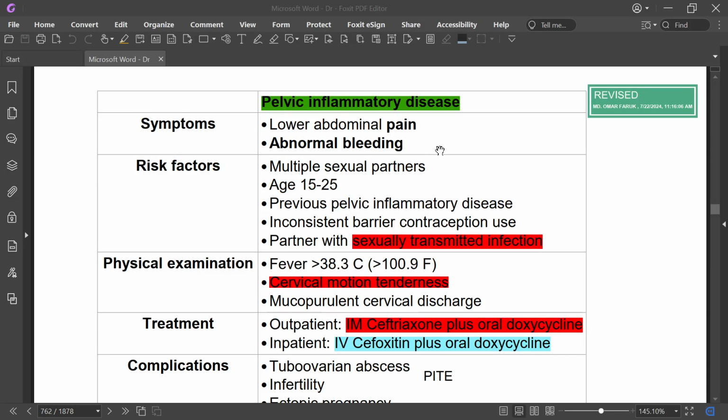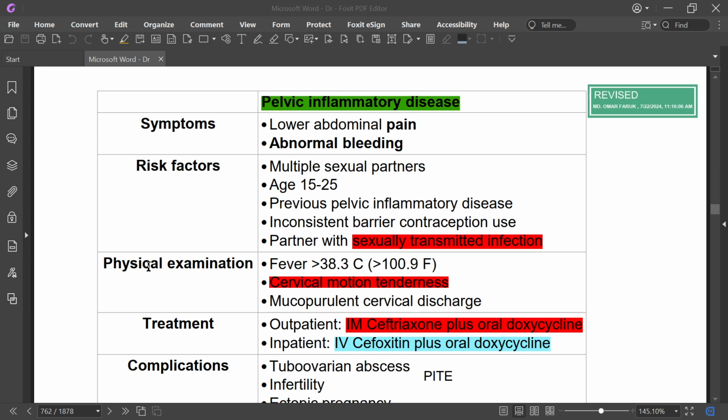It's the second part of this OBGYN lecture. This is the second part. First of all, PID, pelvic inflammatory disease. Patient comes with lower abdominal pain and abnormal bleeding. When a patient comes with lower abdominal pain and abnormal bleeding, then we take a history.